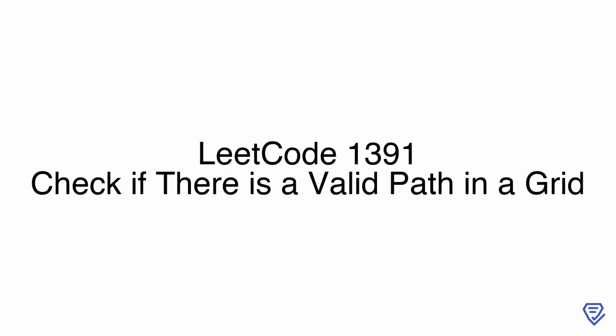Today, we'll explore LeetCode number 1391, check if there is a valid path in a grid. This problem challenges us to determine if there's a valid path from the top left to the bottom right corner of a grid, given certain constraints. Let's dive in and break it down step by step.